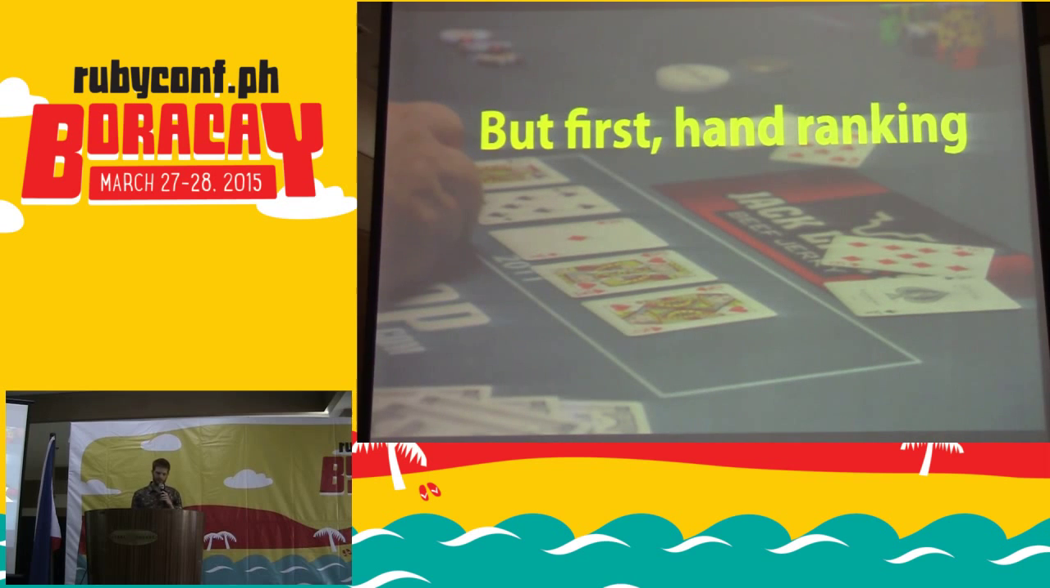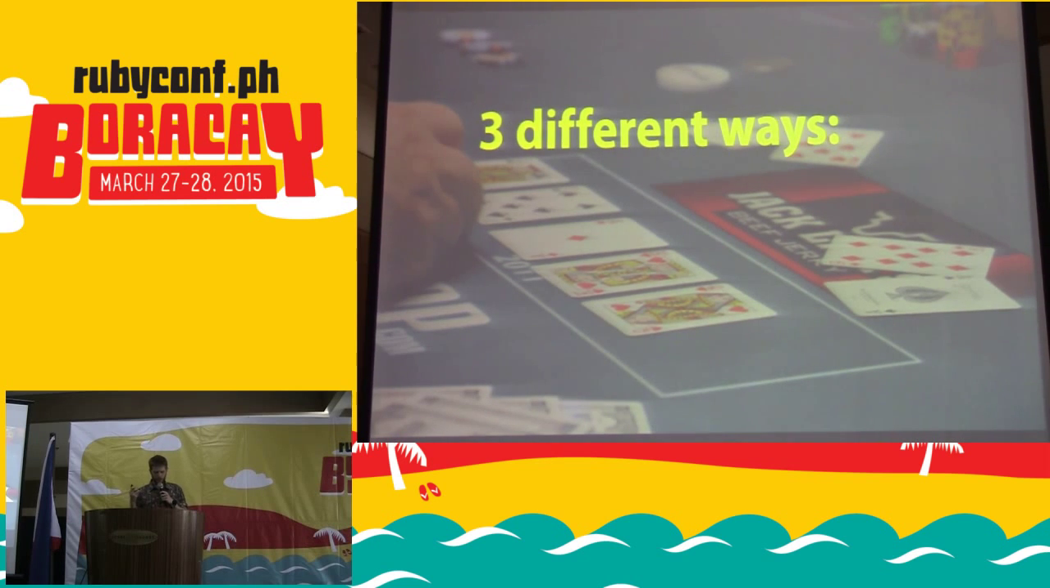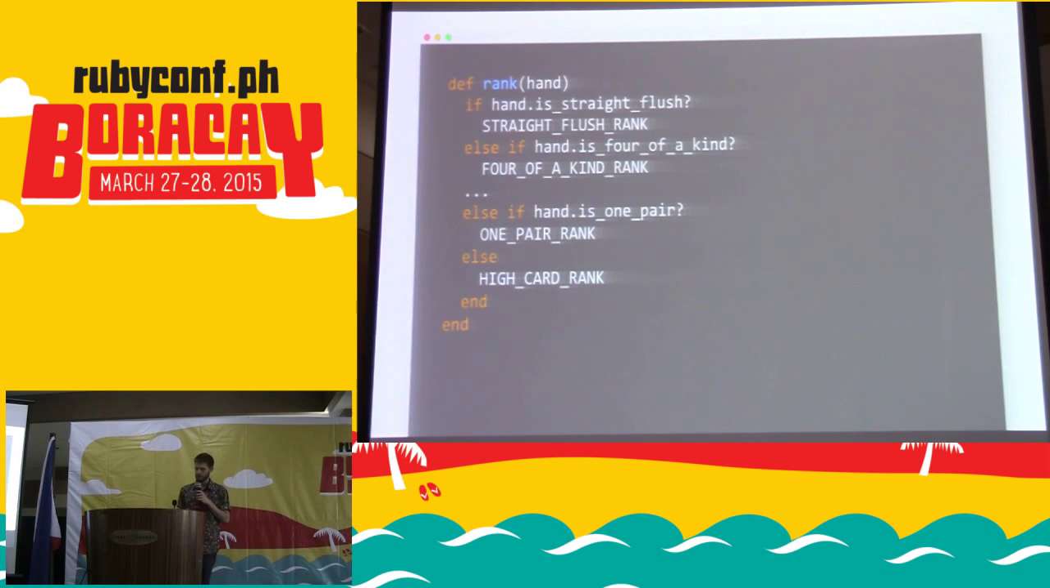But first, hand ranking. How do we know in code that one hand is better than another? I've seen 3 different ways to do this. The first one is the boring decremental way, where you would just go through a set of rules for each hand and determine if your hand falls into that rule set, then that's the value that you have, from the strongest value to the weakest value, which is pretty boring and pretty slow, but it works.